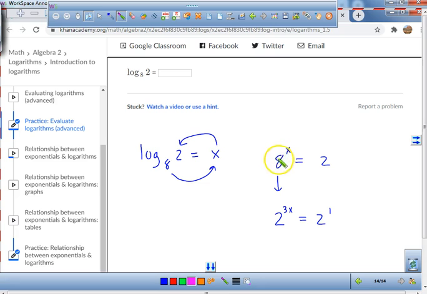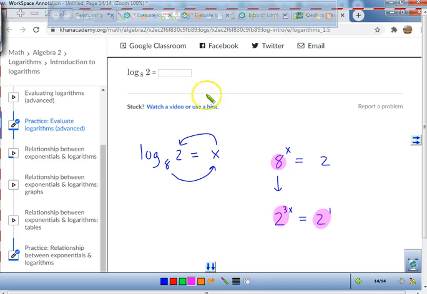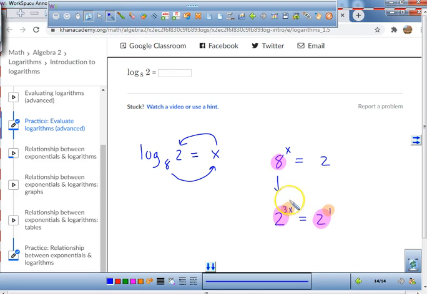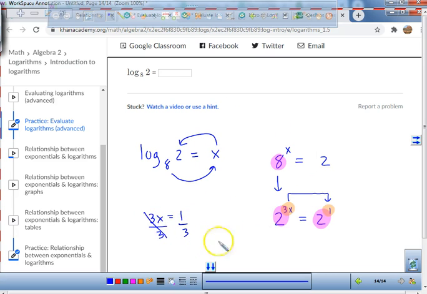So all I did right here is I took this 8, and what did I change it to? 2 cubed. Just brought down the x. And I raised the 2 to the power of 1. So what am I going to set equal to each other here? Yes, set 3x equal to the 1. Very good. So we're going to take 3x and set it equal to 1. Divide both sides by 3. And so what's the answer I'm going to type in? 1/3. That's it.